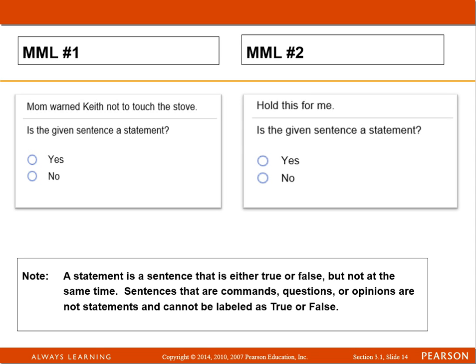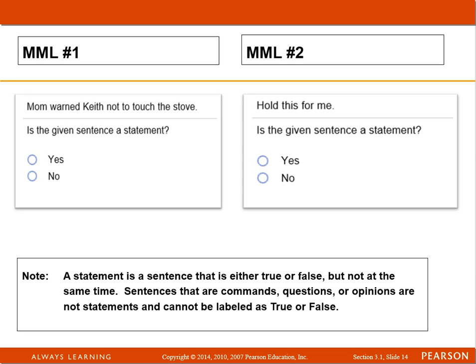Okay, my math lab 1 and 2 both give examples or ask the question, is the given sentence a statement? One of them is, one of them isn't. And I added at the bottom here, note, a statement is a sentence that is either true or false, but not at the same time. Sentences that are commands, questions, or opinions are not statements and cannot be labeled as true or false.